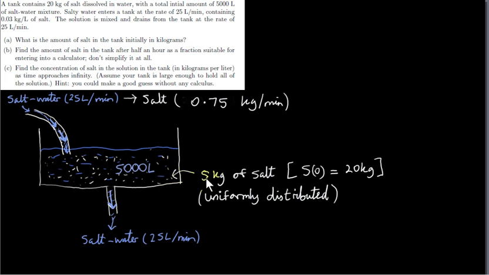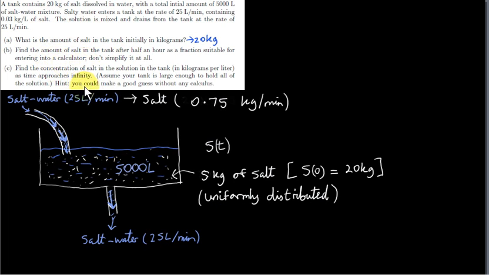Let's suppose that at any time we have S kilograms of salt in this tank. So this S is a function of time. The amount of salt in the tank varies with time because we have salt water constantly entering this tank. We also have salt water leaving the tank. But you will see that as time goes on, the amount of salt in the tank actually increases. Initially, the amount of salt in the tank, that's S at time 0, is 20 kilograms. This solution is mixed, so that means that the salt is uniformly distributed through this salt water.